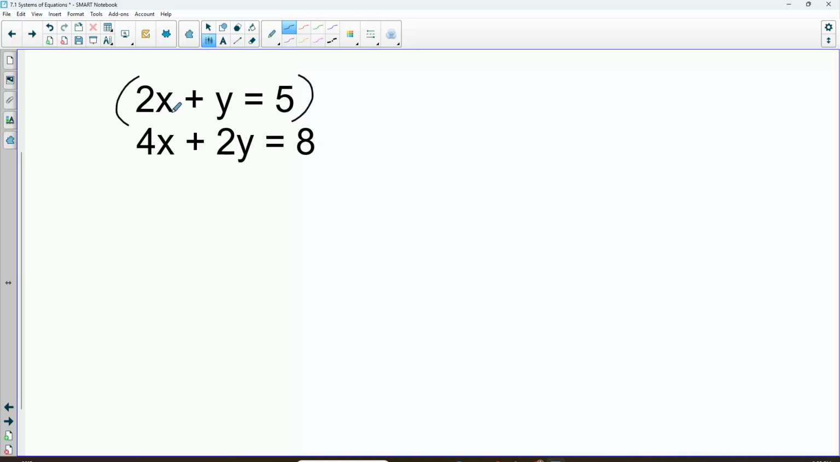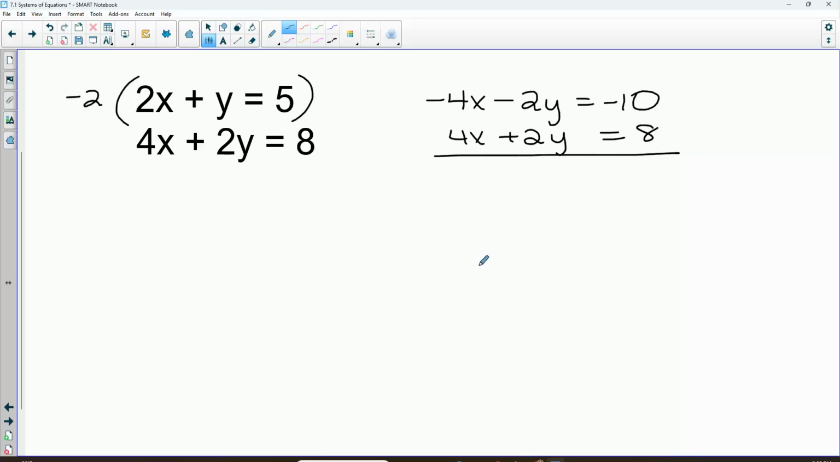Okay. So I get a negative 4x minus 2y equals negative 10. Negative 4x plus 4x is 0. Negative 2y plus 2y is 0. So I get 0 equals negative 10 plus 8 is negative 2. What does that mean? No solution. So my actual answer is no solution.